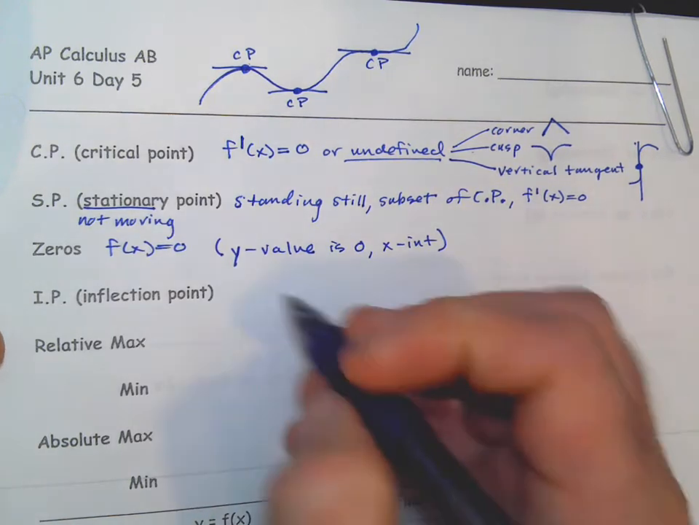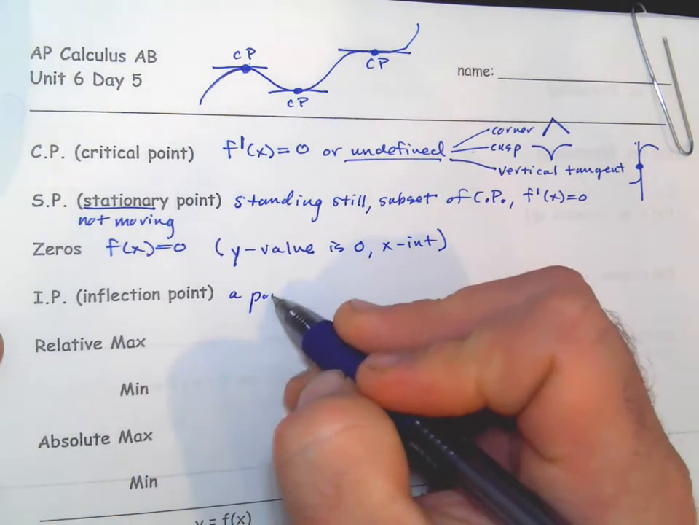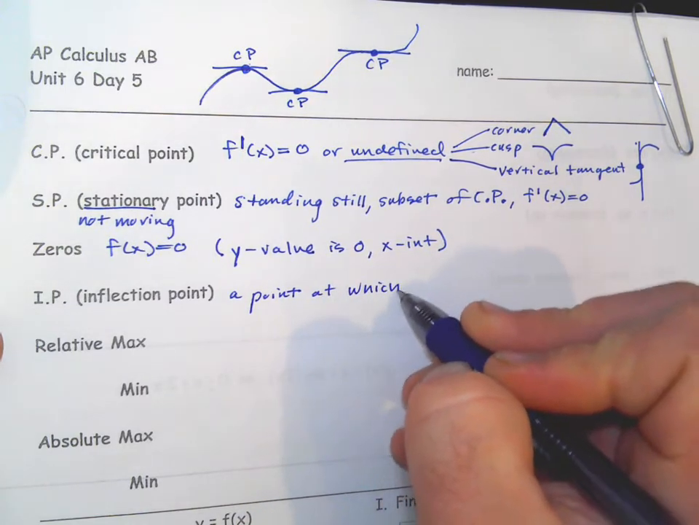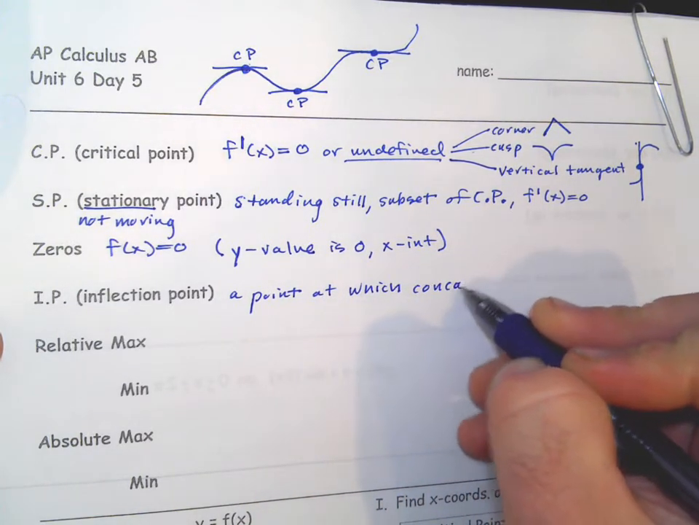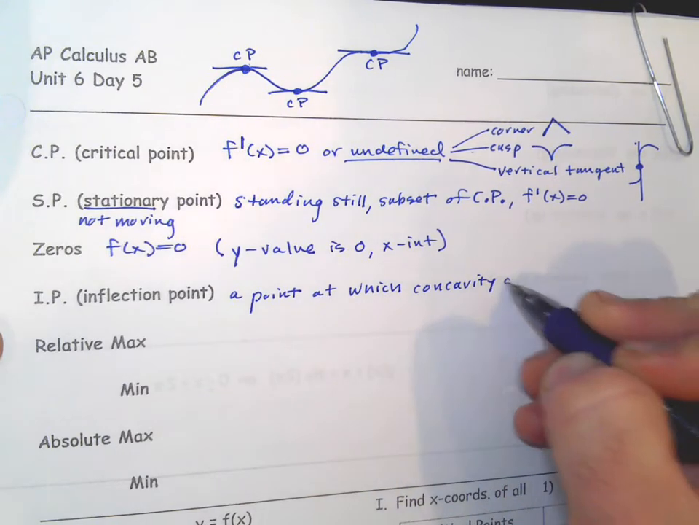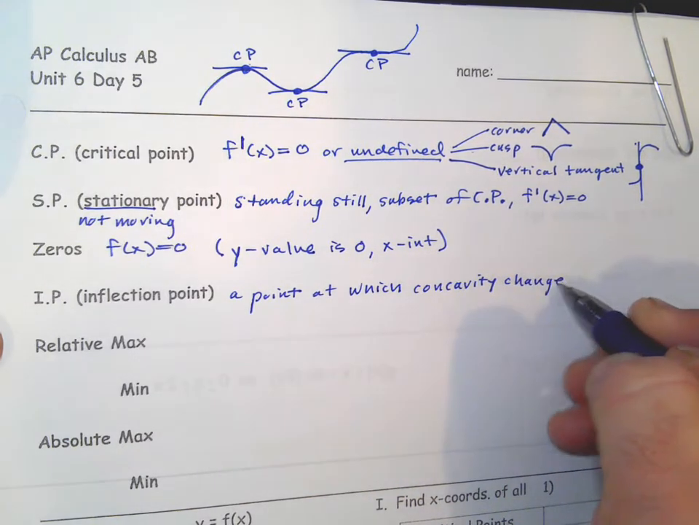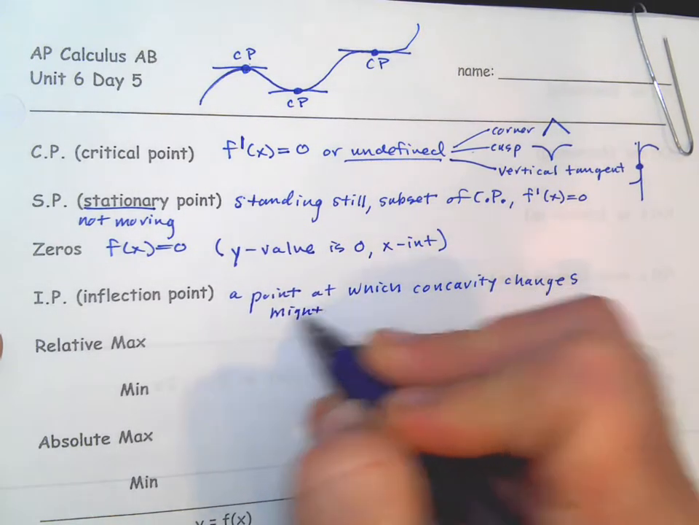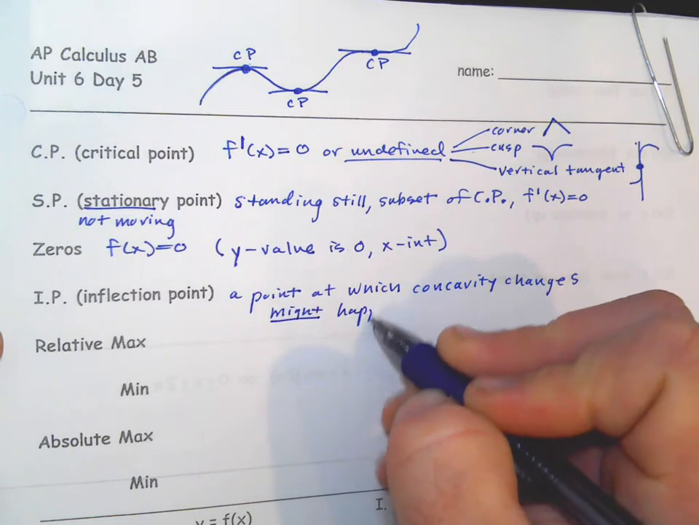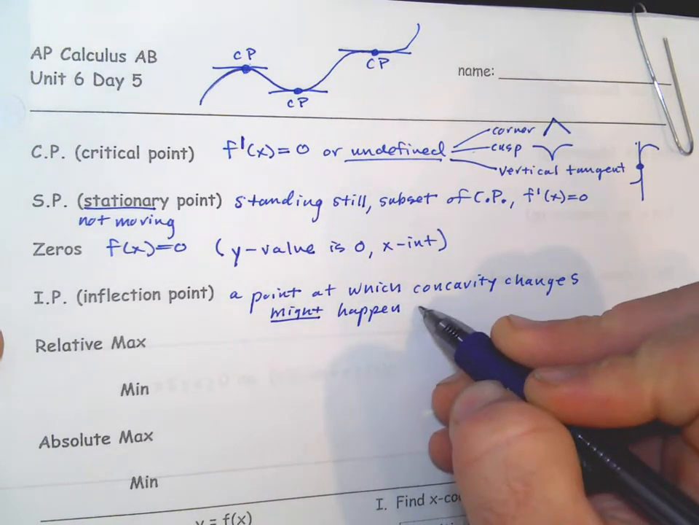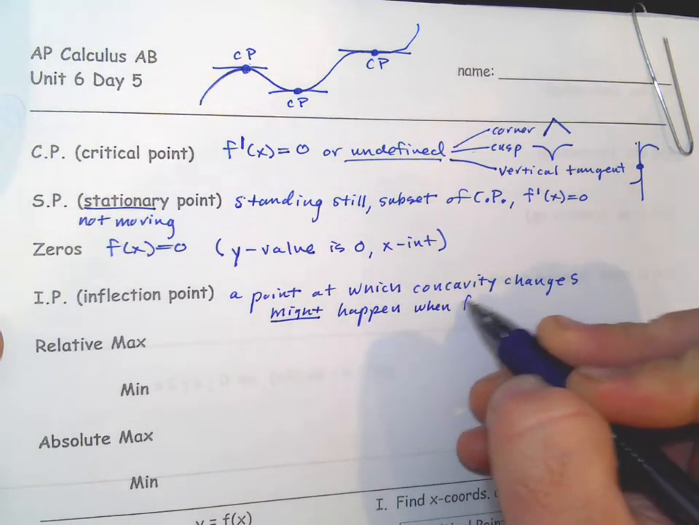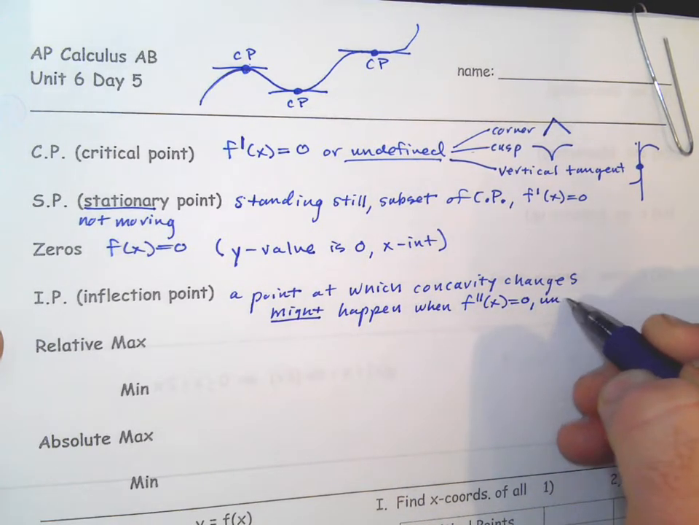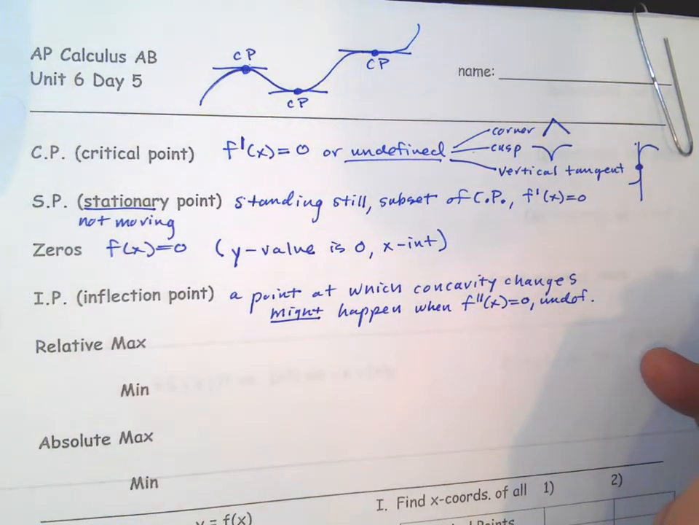IP for inflection point, a point at which concavity changes. So the concavity changes from up to down, down to up. It might, and might is the key word, happen when f double prime equals 0 or undefined. Might happen there. It's not guaranteed though.